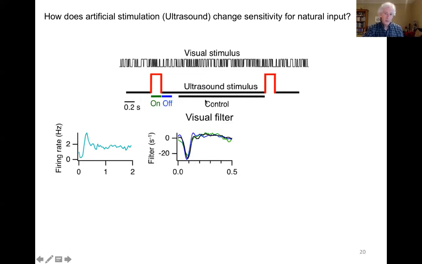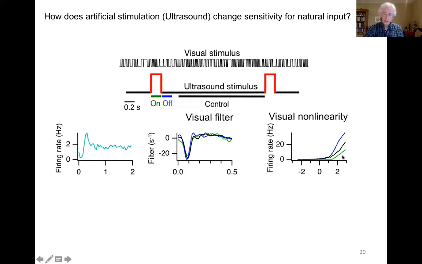Okay. In the different periods of time, in a control and the on and the off period, we compute visual filters and we see that they're almost identical. So we see that even though the firing rate is being modified a great deal by ultrasound, the sensitivity to the visual stimulus isn't really changing very much in terms of its temporal pattern. We do see that the absolute sensitivity is changing. The threshold is similar. But when the ultrasound goes on, as illustrated by this decrease in firing rate, the slope of this nonlinearity is more shallow.